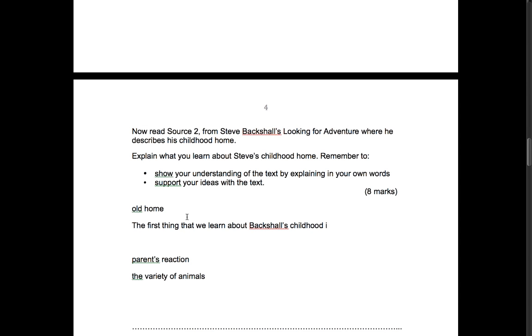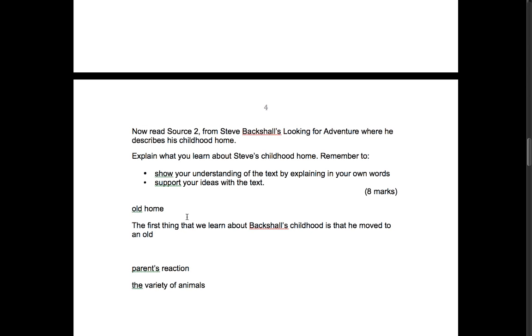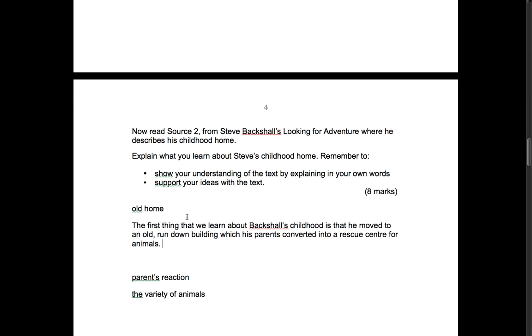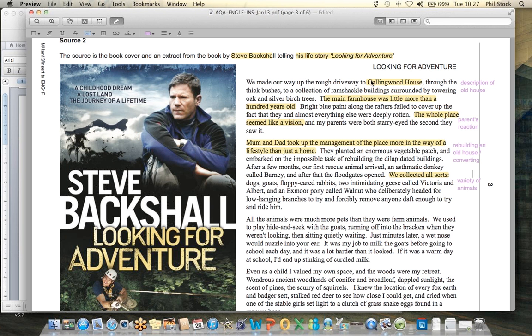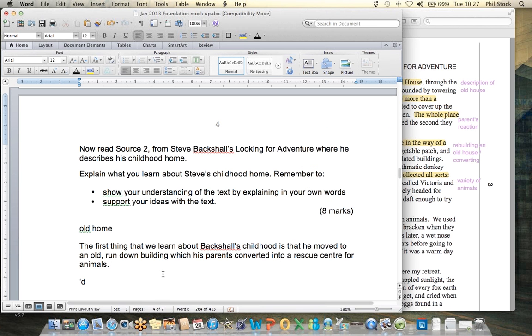The first thing that we learn about Backshall's childhood is that he moved to an old, rundown building which his parents converted into, now what would be the words? Probably a rescue centre, I think most of us would be able to come up with. Rescue centre for animals. Now, there's some really useful quotations here, a little more than 100 years old. We looked at bright blue paint on rafters failing to cover up the fact that they and almost everything else were deeply rotten. So we'll just use that quotation, deeply rotten.